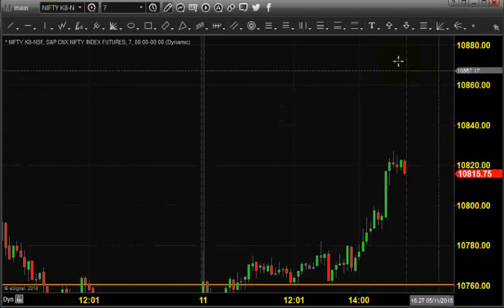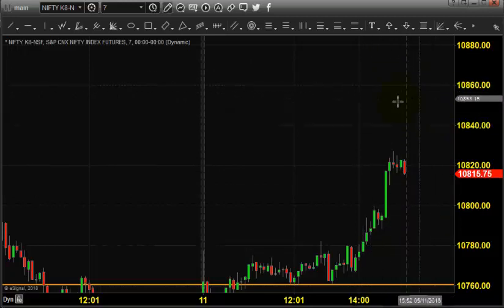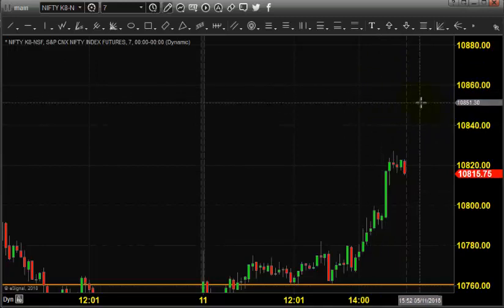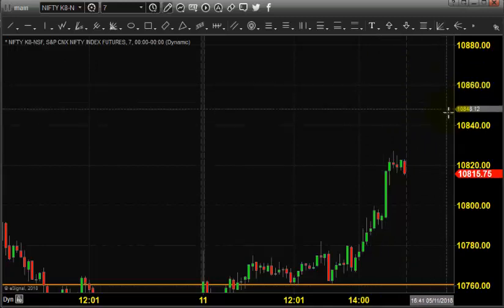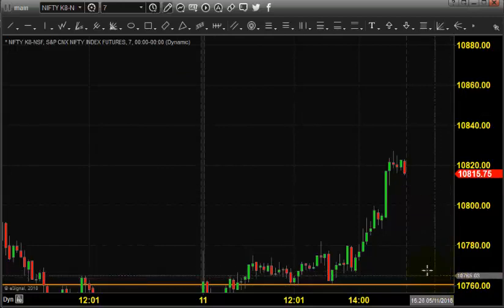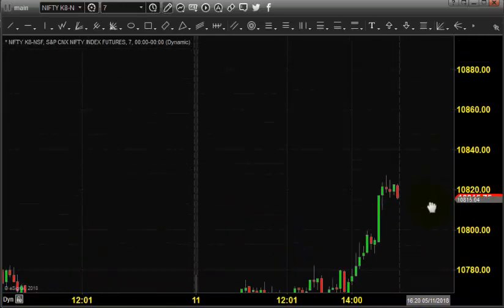So this is our idea, 10,860. At times you need to adjust the strikes and premiums. So our view is from 850 till 860, we will find some resistance that will push the price down towards 10,720 again.